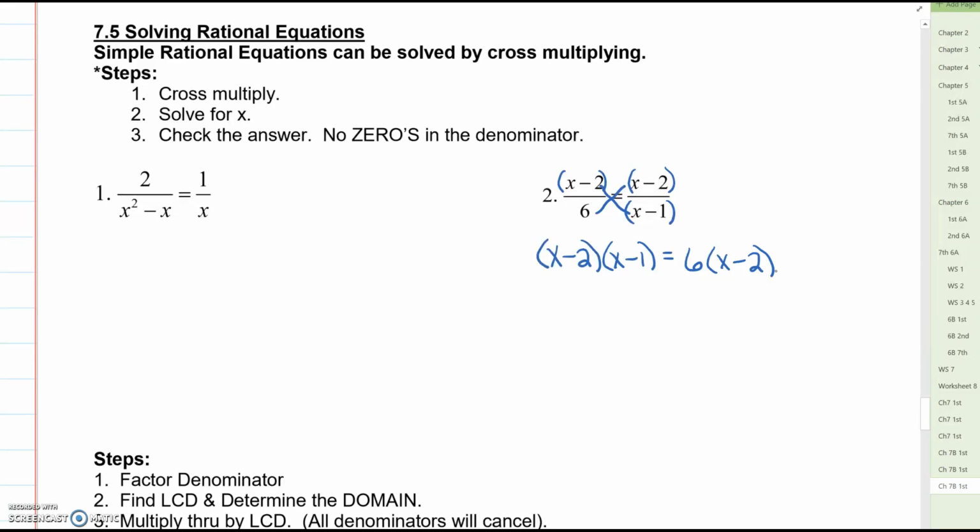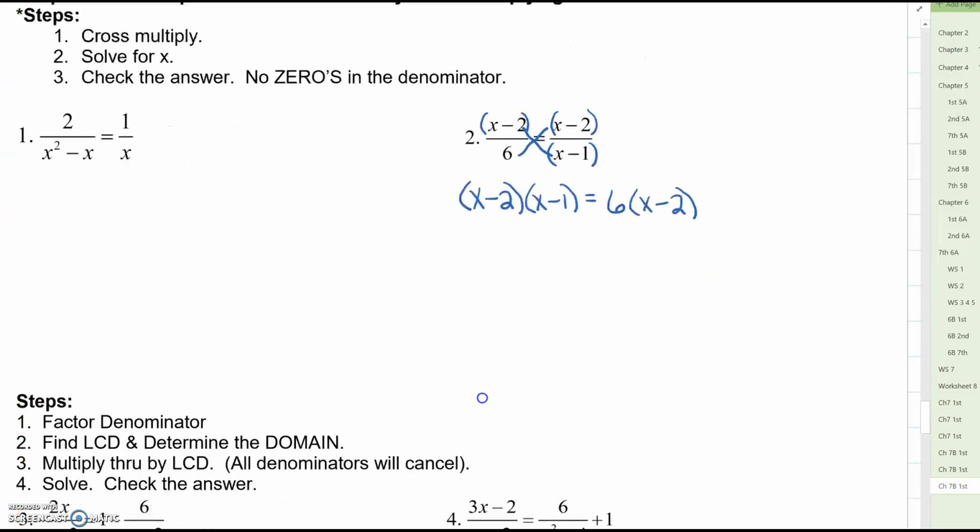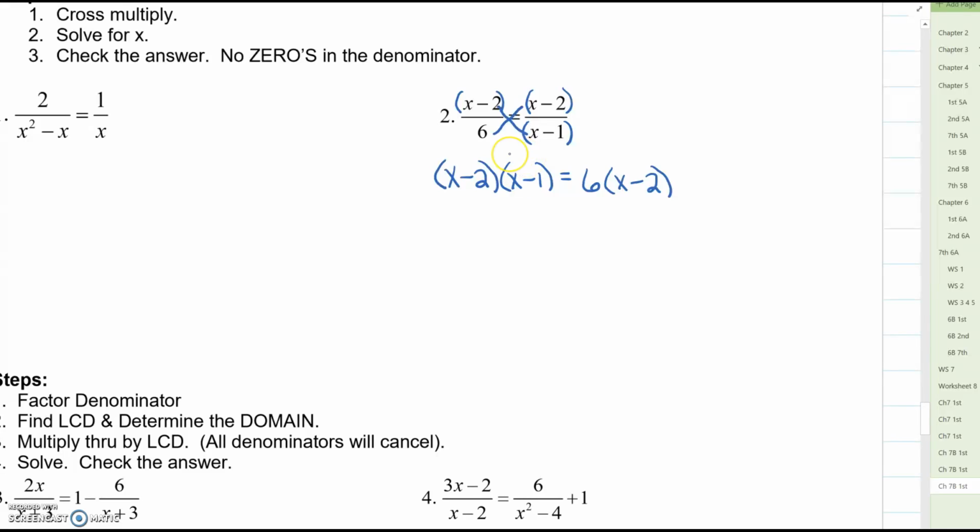What do we need to do on the left? We need to double distribute, FOIL, whatever we call it. So we get x squared minus 1x minus 2x plus 2. If you need the little thingies to follow that, there you go. On the right side, it's just plain distribution. 6x minus 12. Combine your like terms.